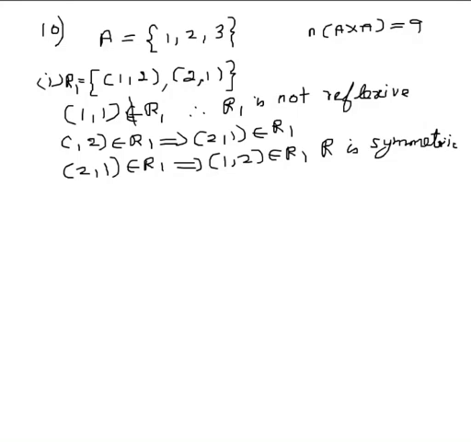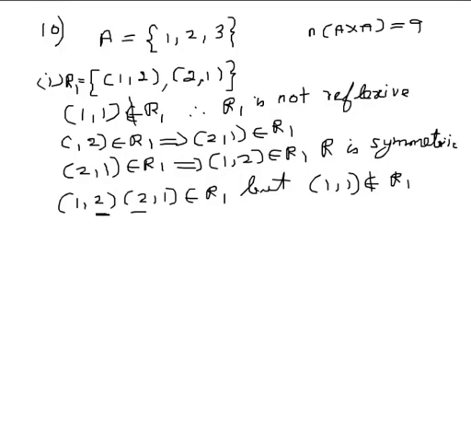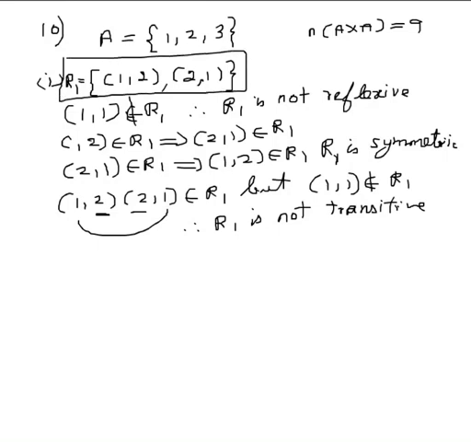Now let us show that it is not transitive. 1, 2 and 2, 1 they belong to R1. But 1, 1 doesn't belong to R1. See, for transitive condition, these 2 elements are common, but you have to check for AC. 1, 1 doesn't belong to R1. Therefore, R1 is not transitive. So we gave one example which is symmetric, not reflexive, and not transitive.